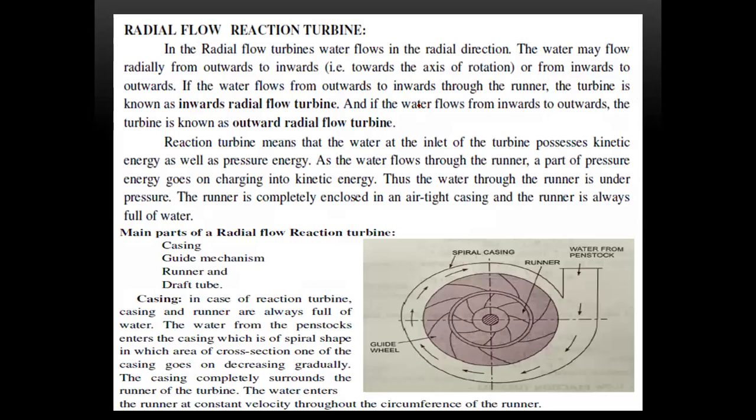Next one is the reaction flow turbine, right? Radial flow reaction turbine. So see here how the process is going on. Water from the penstock is going in this direction, rotating in this direction, going into this runner and expelling from this center side. So this is the shaft of this runner. Okay, next.